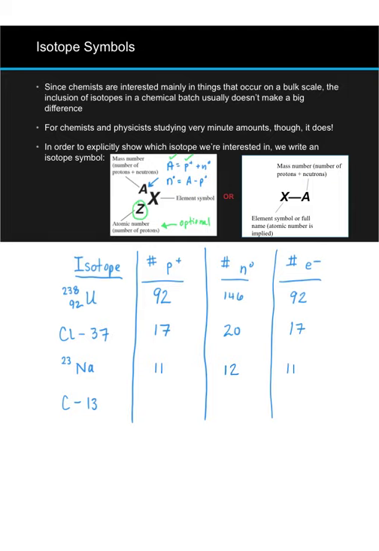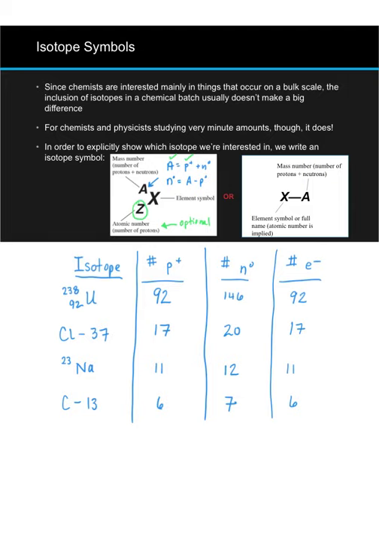Lastly, for carbon-13, we look and see that on the periodic table, carbon is atomic number 6. It has 6 protons. Electrically neutral carbon, therefore, must have 6 electrons. And lastly, the mass number, 13, minus the number of protons, 6, gives us the result of 7 neutrons in the nucleus of carbon-13.